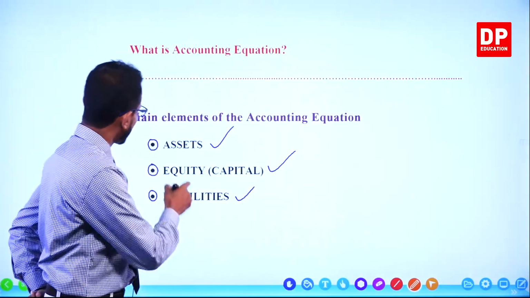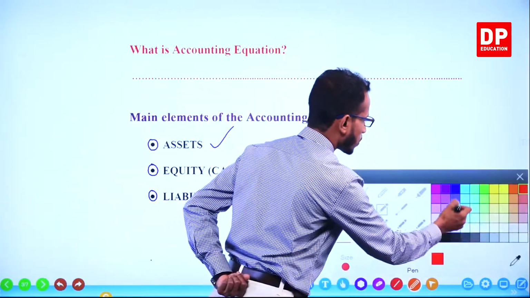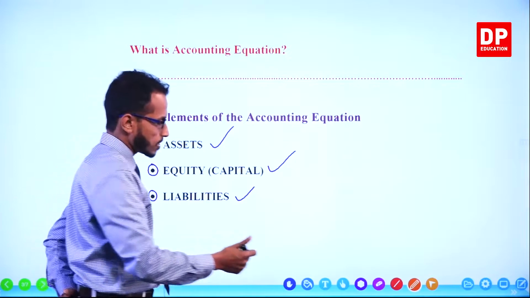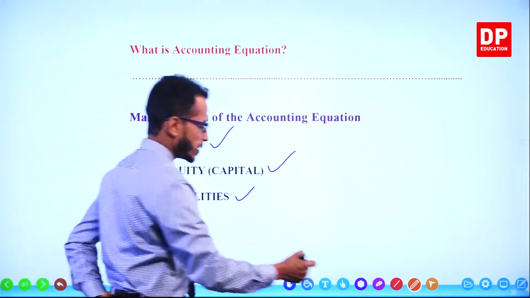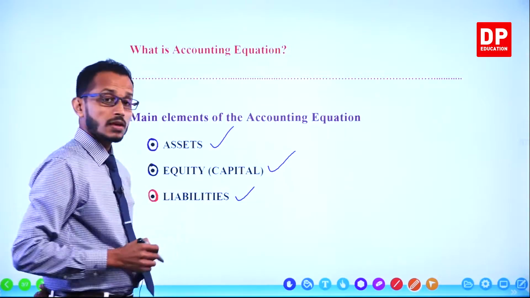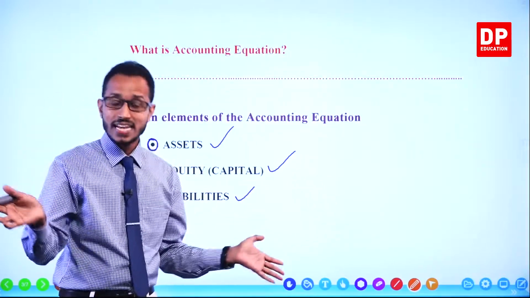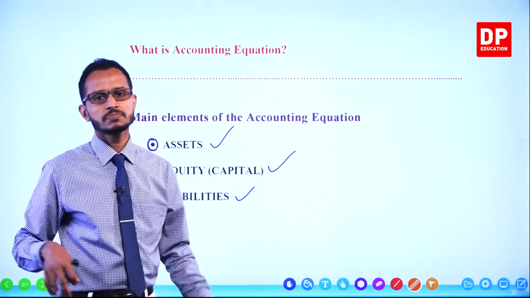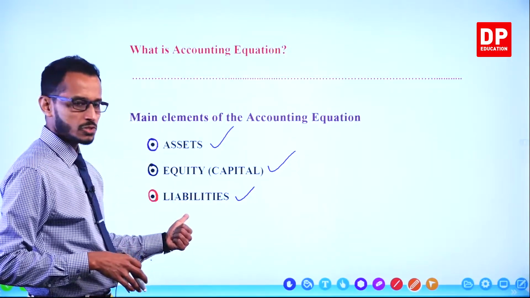First of all, we have assets. Okay, we have assets. And second, we have equity, and we have liabilities. How do we construct the relationship between these three elements? That is the accounting equation, children. The relationship between these three elements.